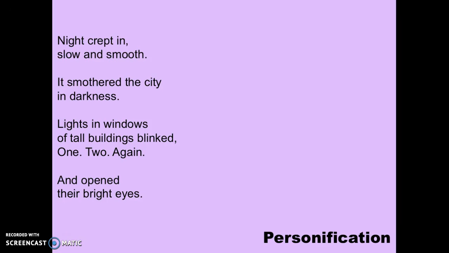Night crept in, slow and smooth. It smothered the city in darkness. Lights and windows of tall buildings blinked. 1, 2, again, and opened their bright eyes.